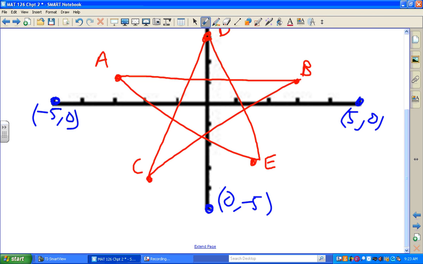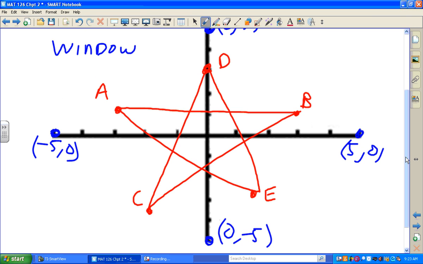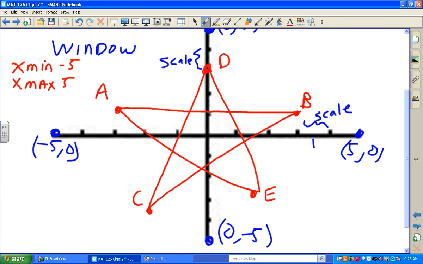Whenever this book, or whenever a homework problem gives you an example of a graph, you assume that the scale is 1 unless it otherwise tells you, okay? You assume it's 1. Why am I bringing that up? Because in this book, if you want to see a picture, they'll say the x minimum is -5, the x maximum is 5, and the x scale is 1. Okay? Do you see how those numbers came to be? -5, 5, and 1.